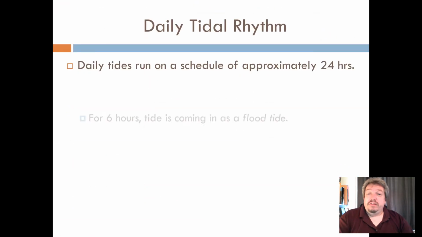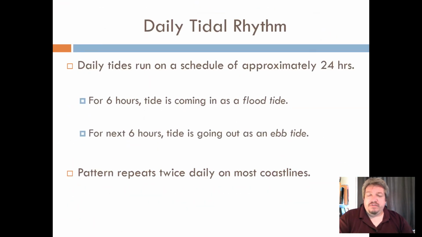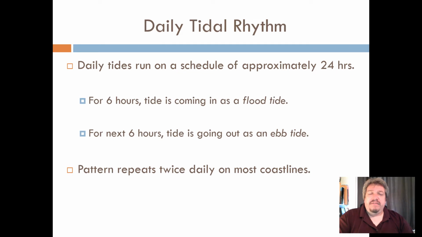So because we know that the moon and the earth rotates every 24 hours, every 24 hours we have two tides. So for 6 hours of the day, the tide is coming in. If you're at the beach and the water's getting higher, it looks like the ocean's flooding you out. They call it a flood tide.